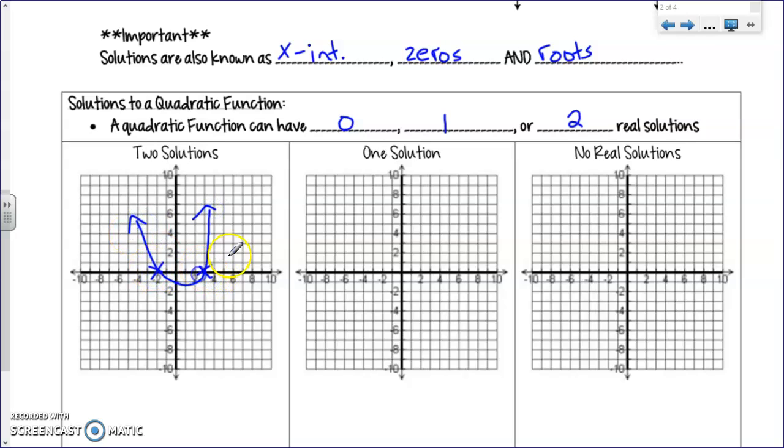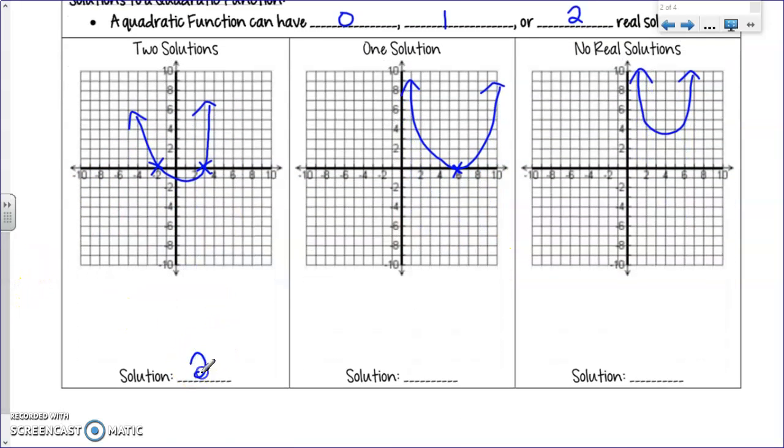and the discriminant will be positive. If it's 1 solution, the vertex actually lands on the x-axis, and the discriminant was 0. If it's no real solutions, they don't ever cross the x-axis, and then the discriminant was negative. Okay, so this is 2 solutions, 1 solution, 0. It has to cross the x-axis in order for it to be that.